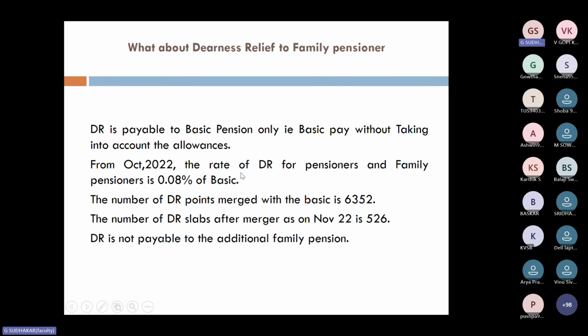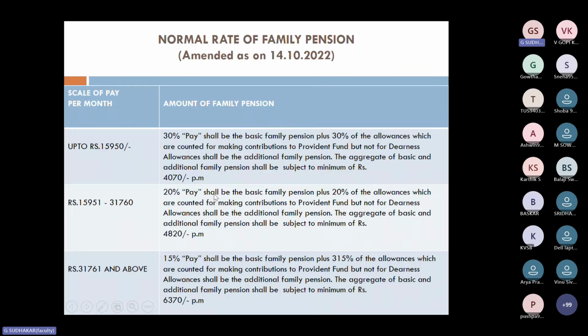The basic DA is the same as for a serving employee, 0.08% of basic. So this is the calculation of family pension. Up to 15,950 basic, 30% of pay plus DA. 15 to 31, 20% of the pay plus DA. Above 31,761, 15% of the basic plus DA. This is as per the present condition. It is going to change for all categories directly to basic into 30%, the last drawn basic into 30%. Like that, it is going to come in the next wage revision.